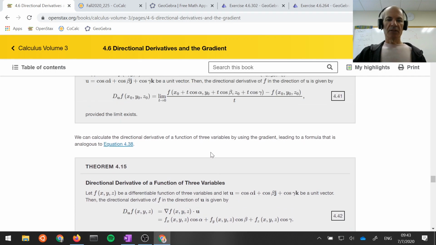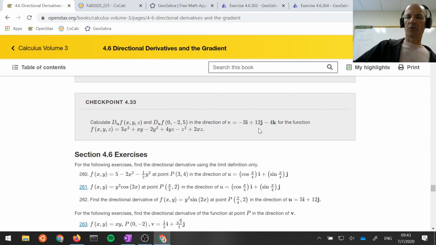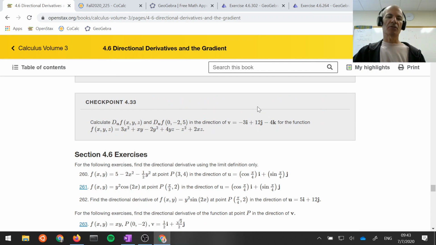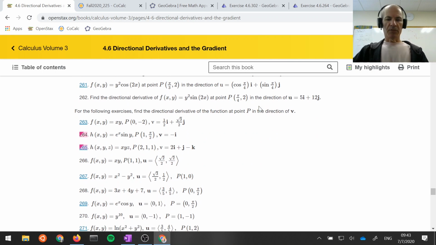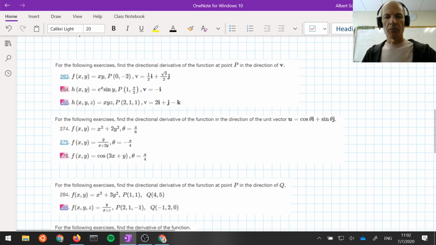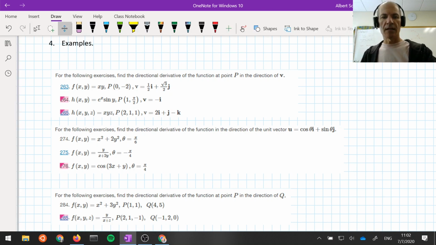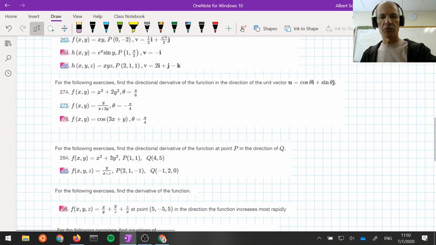So in fact, you can ignore really from 4.41 on down, and I'll try to emphasize what you should be paying attention to as we work through the exercises. So let's work through some of these exercises. Okay, the first couple of examples, we're asked to simply find the directional derivative of the function at the point P in the direction of v. We're given the function h, and we're given the direction v. So these are essentially computational problems just to get you used to this notion of finding directional derivatives.